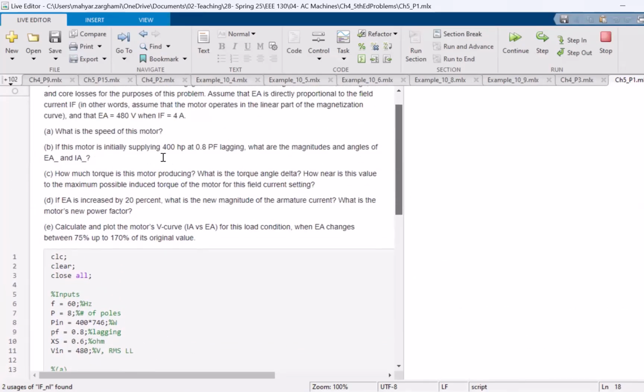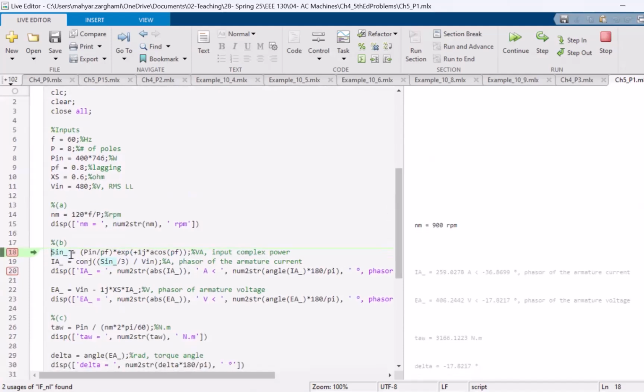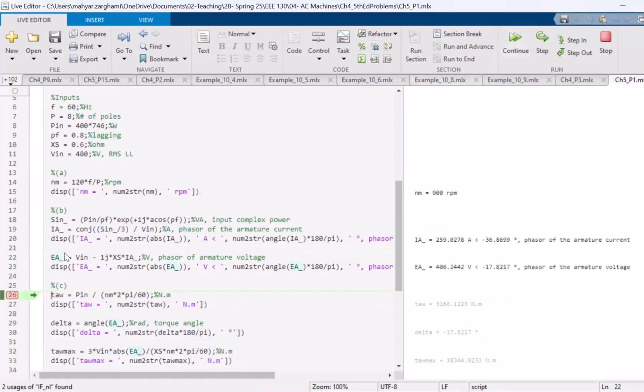If the motor is initially supplying 400 horsepower at 0.8 power factor lagging, what are the magnitudes and angles of EA and IA? So this is a simple calculation. You have the complex power, with a lagging power factor. Remember, since you're doing the per phase analysis, divide the complex power by the voltage to find IA. And then with IA, you can find EA. Remember, the direction of the current in the motor is reversed. So if this was a generator, you would put a plus here, but for the motor, you put a minus. This becomes your EA.